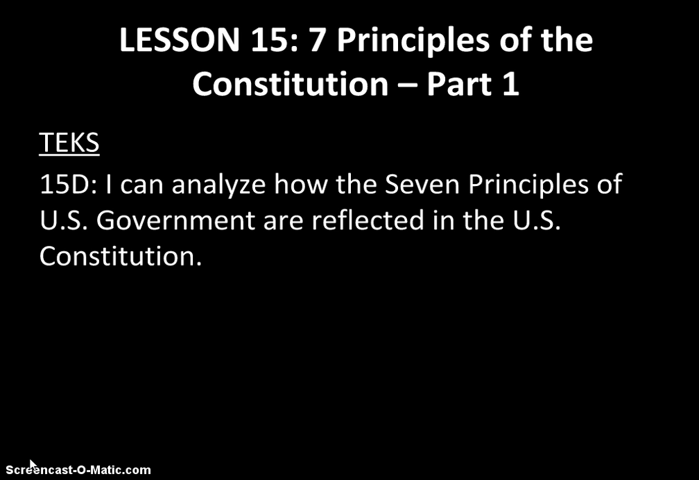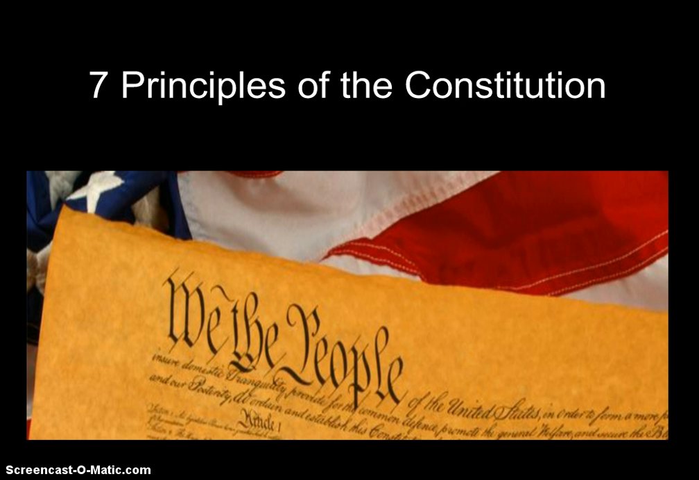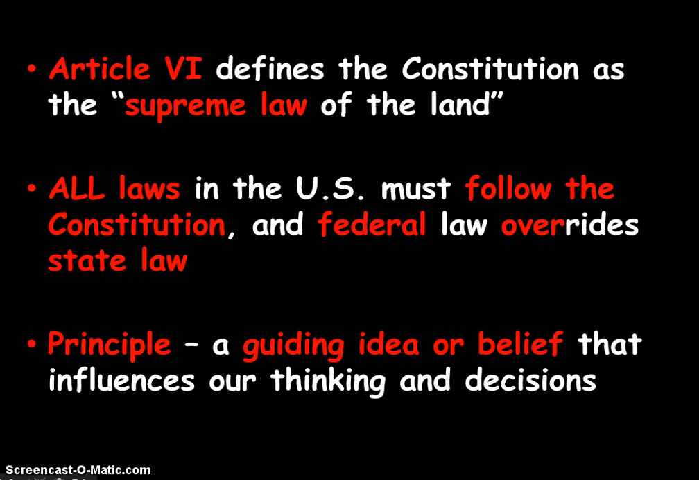And for this, we have only one of the TEKs, and that is 15D, that we can analyze how the 7 principles of the U.S. government are reflected in the Constitution. So let's continue. So the 7 principles of the Constitution. The original Constitution, I should say, had 7 articles, plus the preamble. These 7 articles were like chapters that have a different subject.